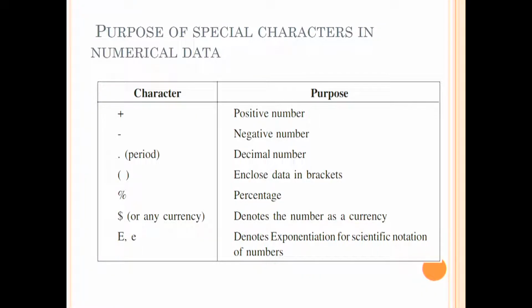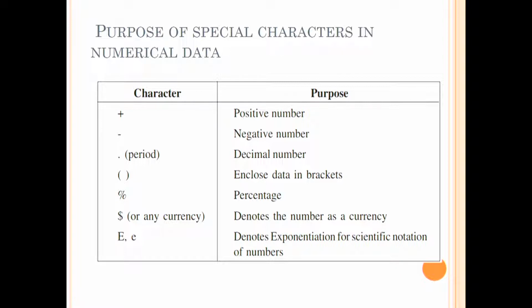Now I would like you to have a look at the table. It represents the character and the purpose of that particular character. The plus sign represents a positive number. The negative sign represents a negative number. This dot, which is also known as a period, represents a decimal number.